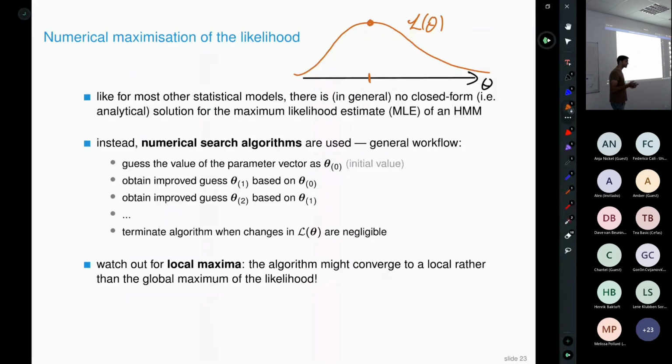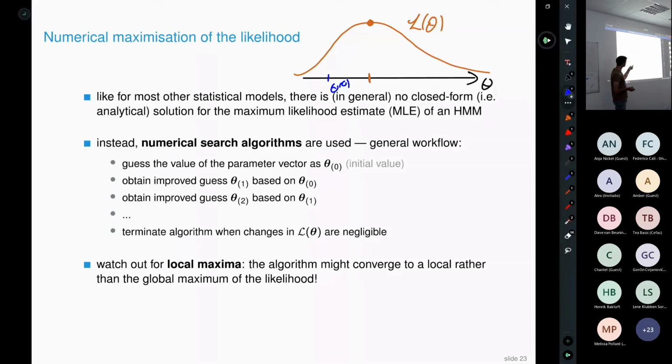And numerical search algorithms, basically the idea is the following. You start with a guessed parameter vector, so you guess where that maximum likelihood estimate could be, somewhere, right? And so we have a guess, and that could be, for example, here. Theta naught, I call this. Theta naught, this is my initial value. And then what we do is, at this point, we look at the value of the likelihood function, and even more importantly, we look at the slope.